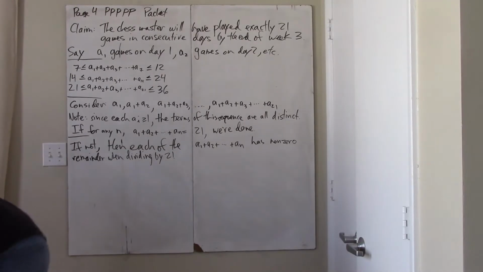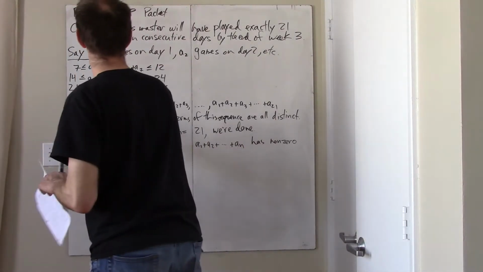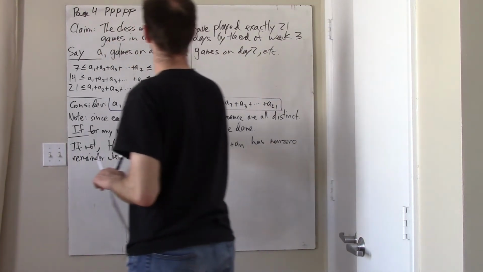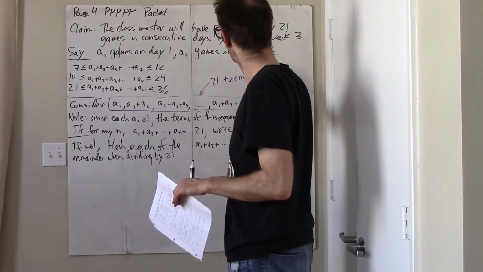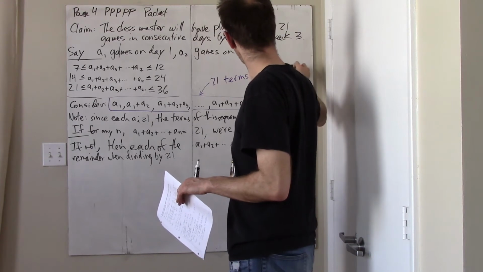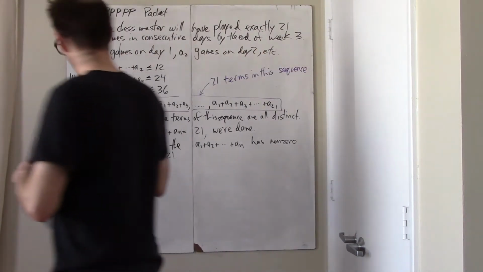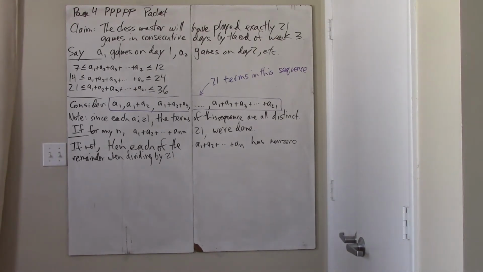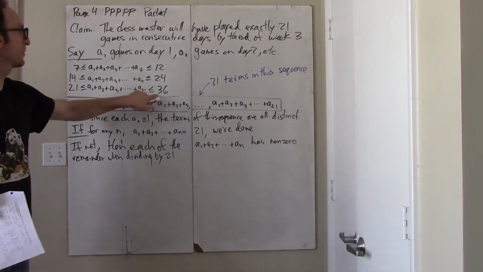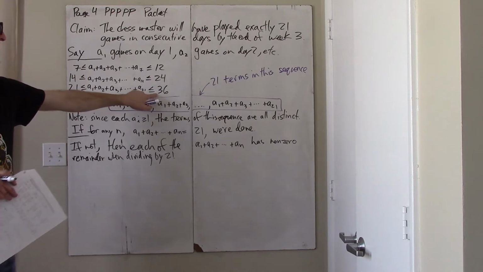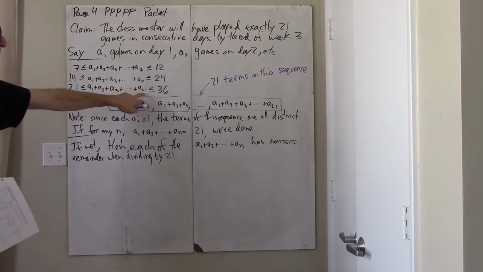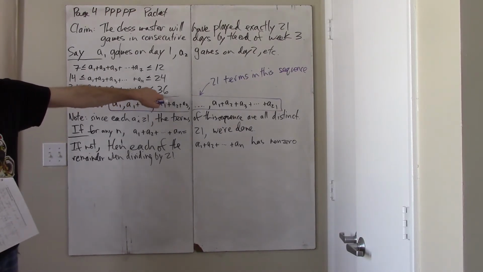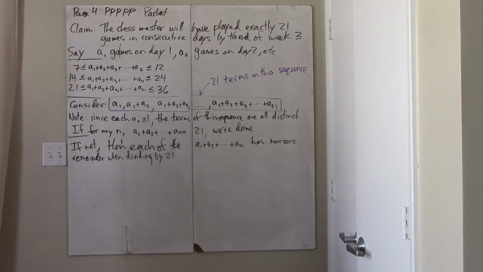Just to be clear, there are 21 terms in this sequence, of course, because there are 21 partial sums, the partial sums for the first 21 days. And this is the moment at which we note that since the cumulative sum all the way to 21 has to be less than or equal to 36, I don't need to worry about other multiples of 21.